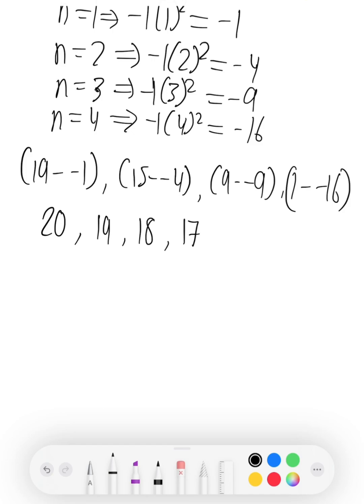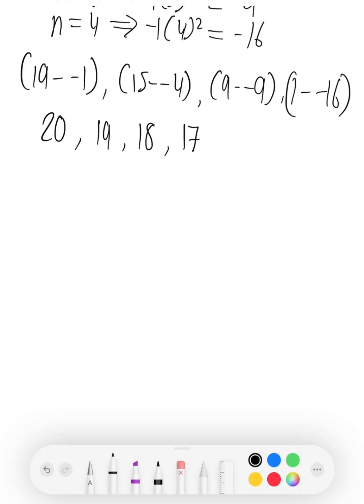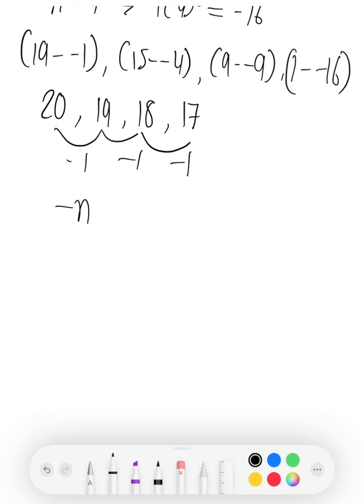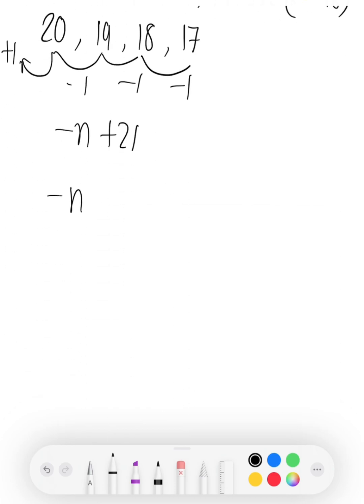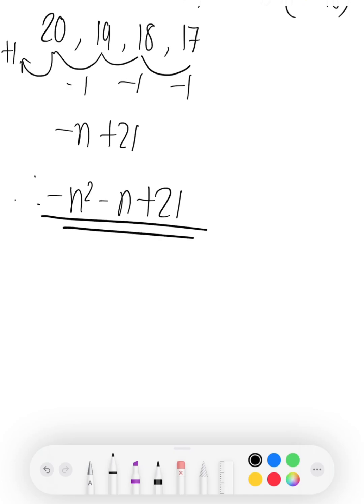Now from here we are going to just treat it like a linear nth term sequence. So we will have the difference of negative 1, and negative 1. So that means we've got negative n, and all we're going to do is just add 1 to these. So we've got an additional term. So if we've added 1, that means we've got 20 plus 1, which is 21. Now that leaves me with negative n squared minus n plus 21 as my final answer.